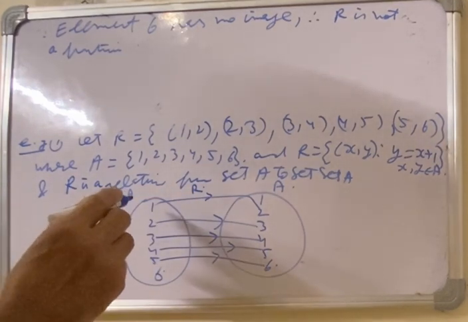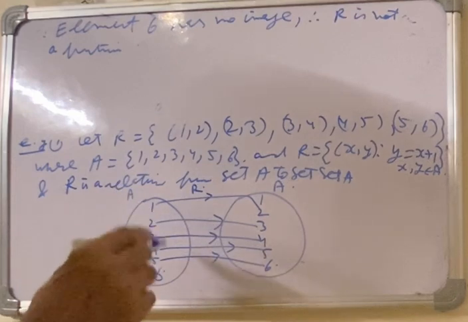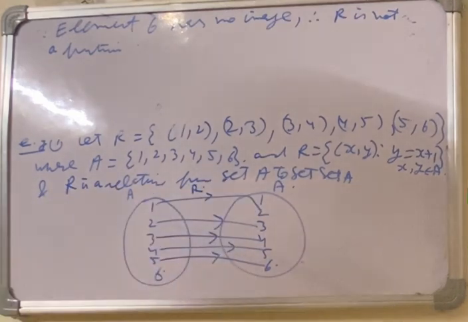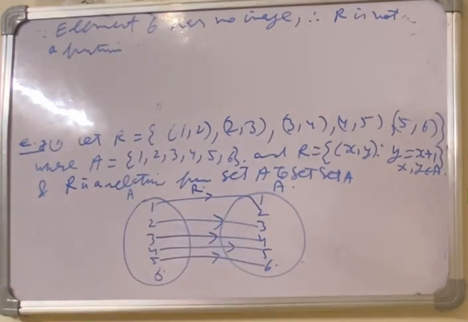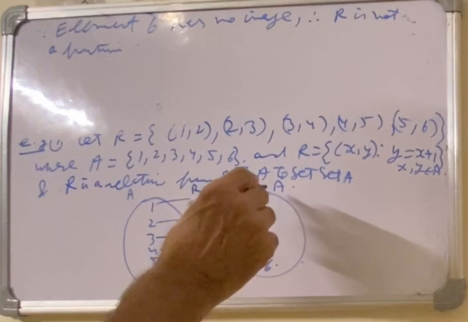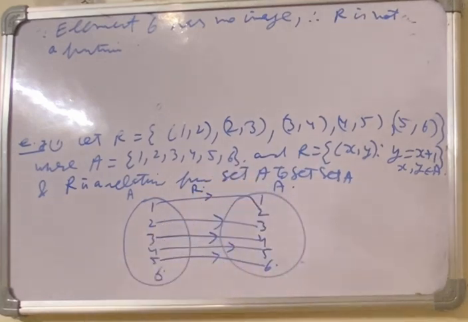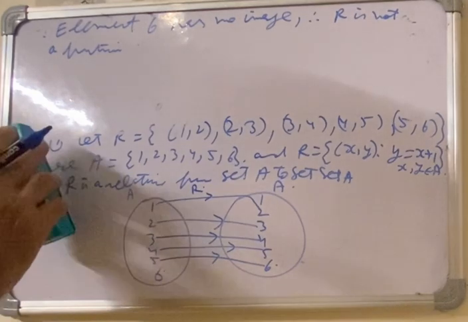All the elements of first set must have image in second set. In other words, all the elements of first set must be covered. All the elements of second set may or may not be covered. So that's why it is not a function.